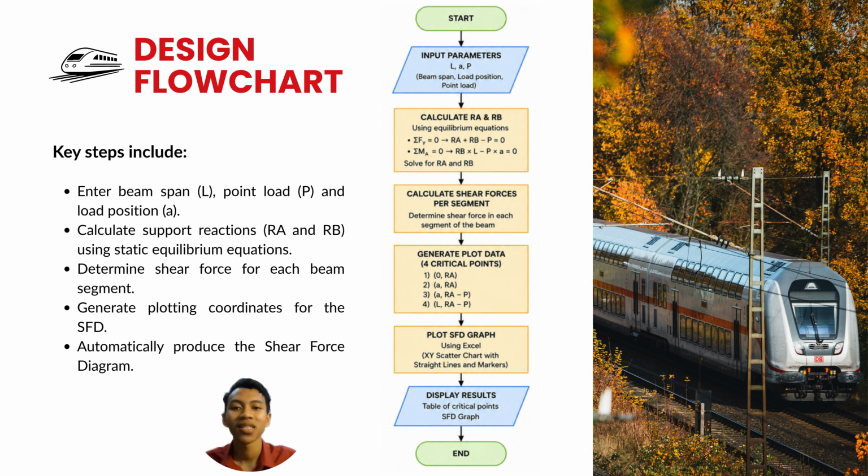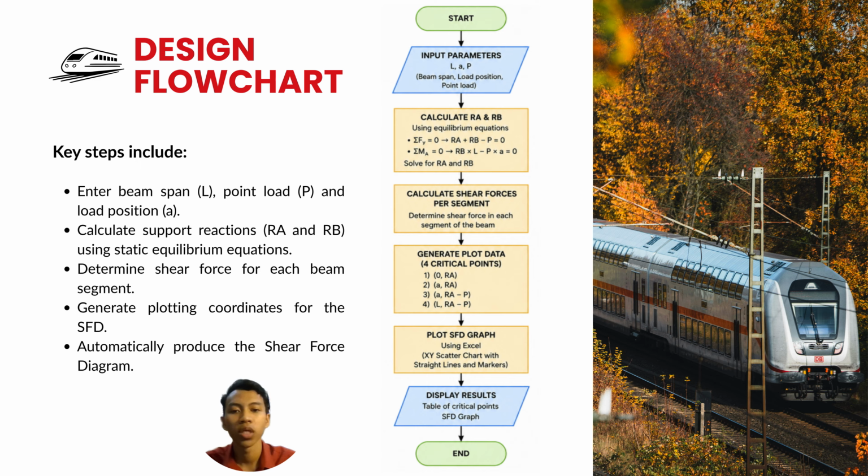So the next process, we generate plot data in 4 critical points. The first one is 0 and RA. The second one is A, which is the load position, and RA. The third one is load position A, RA minus P, the point load. And the last one is L, which is the beam span, and RA minus P, the point load.